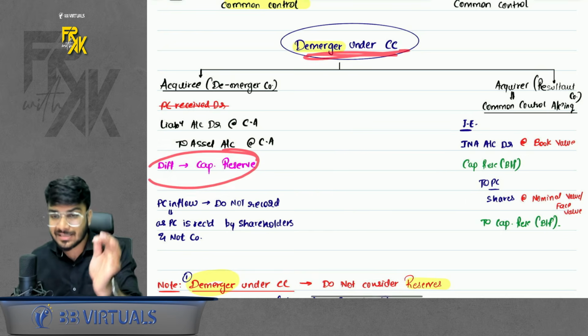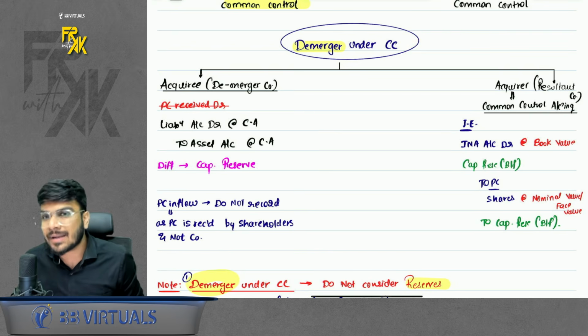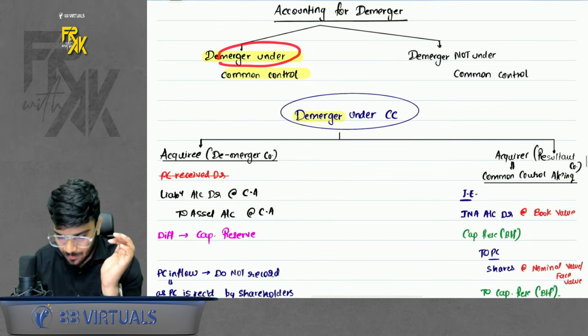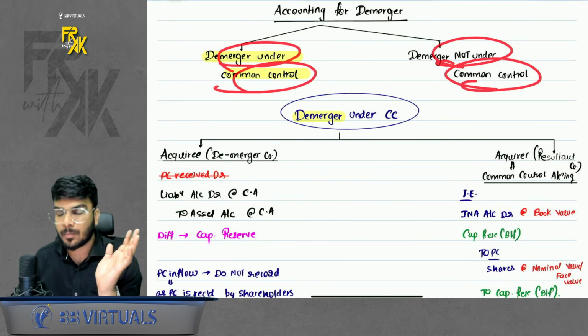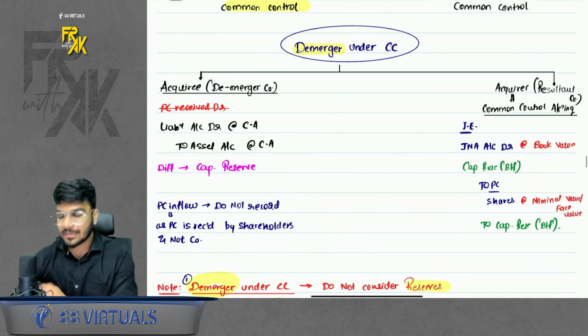Now, because this is a demerger under common control, whose accounting will be affected? The acquirer's accounting will be affected. Let me give you a hint. It may be a demerger under common control, it may be a demerger not under common control. The accounting of the acquiree is the same in both cases. The difference comes in the accounting of the acquirer.